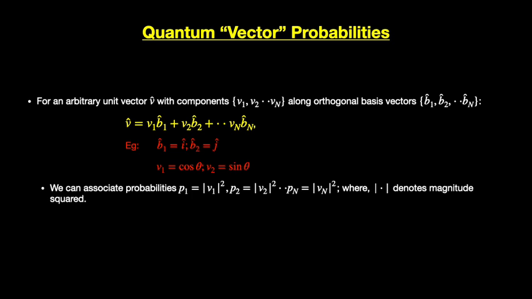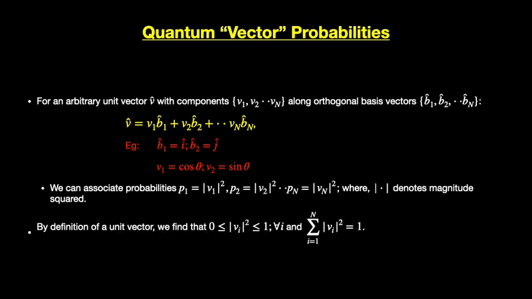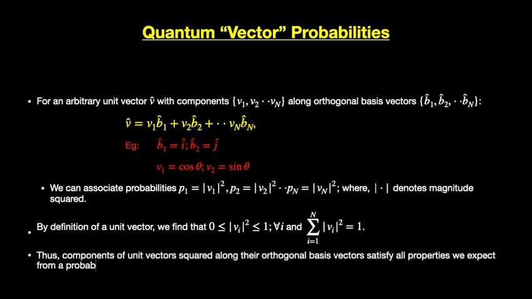Notice, having defined probabilities this way, it satisfies all the properties we require of a probability: the modulus squared of each of these components is less than or equal to 1 and greater than or equal to 0, and being a unit vector, the sum of all of these modulus squares is equal to 1. Quantum states are thus vectors whose components square to give us the probability to observe different values along these different basis directions. More on this in the next video.